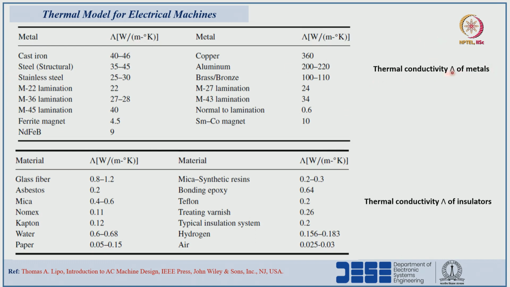The thermal conductivity of metals as well as insulators we can see in these tables. So, for cast iron the thermal conductivity is 40 to 46 watt per meter Kelvin. Similarly, for copper it is 360 watt per meter Kelvin. In the same way, for insulating materials like slot liner, for example mica sheet, it is 0.4 to 0.6.